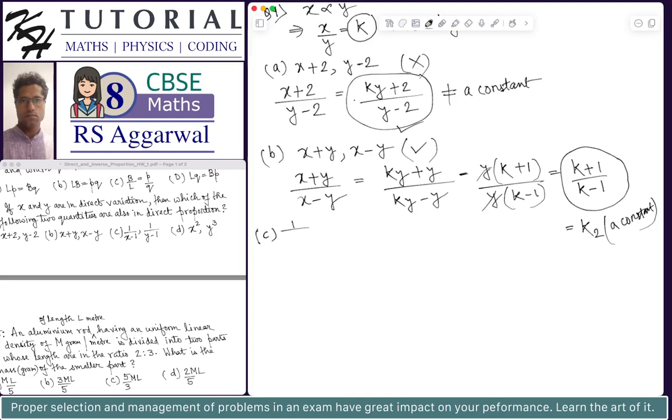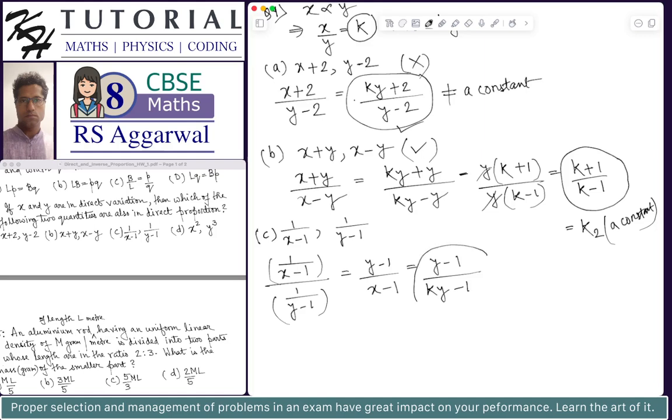So the quantities are 1/(x - 1) and 1/(y - 1). Now for these two quantities to be in direct variation, we need to check their ratio. So it is (1/(x - 1))/(1/(y - 1)). So this is equal to (y - 1)/(x - 1). So this is (y - 1)/(ky - 1), where instead of x I write ky. So this expression is also not a constant, since it has the quantity y.